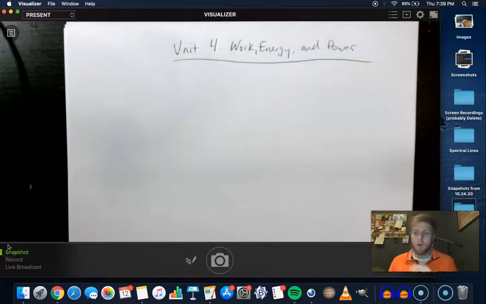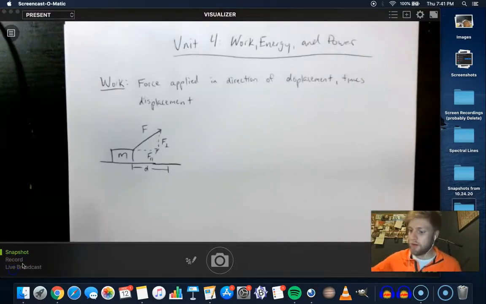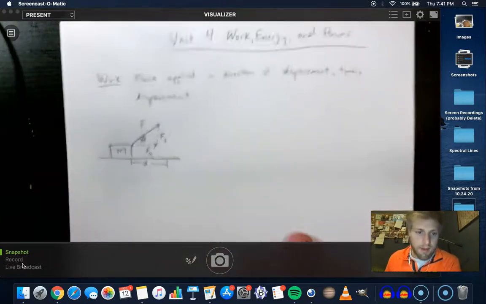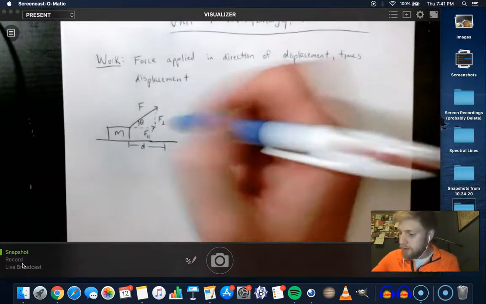What's up, scholars? We're going to do some notes here on Unit 4, Work, Energy, and Power. So as we discussed, work is a force applied in the direction of displacement times that displacement. So you can see here I've got a force directed at an angle, let's call it angle theta, acting on a mass. And what we can do is break that into vector components.